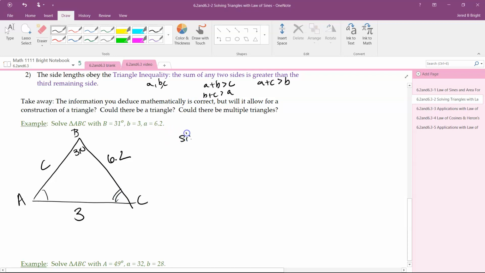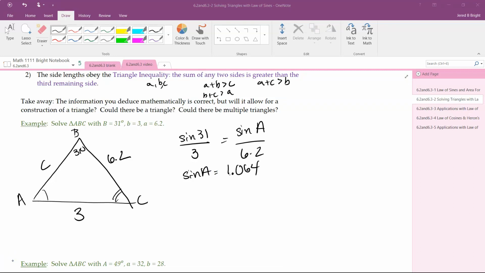So I'm going to do sine of 31 over 3 is equal to sine of A over 6.2. Okay, and so then if I completely isolate sine of A, I get this. So, okay, then I can solve for A, right? I need to undo sine, so I do sine inverse to both sides. So A is going to be sine inverse of 1.064.